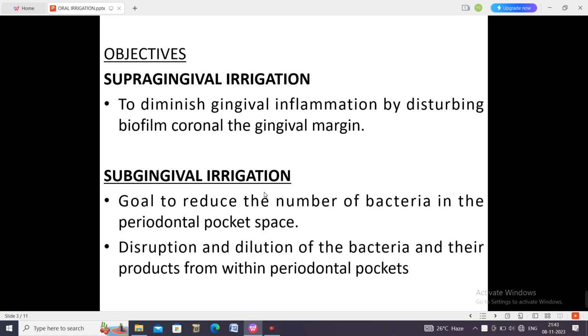The objectives are divided into two parts: supragingival irrigation and subgingival irrigation. Supragingival irrigation aims to diminish gingival inflammation by disturbing the biofilm at the coronal gingival margin, and the goal of subgingival irrigation is to reduce the number of bacteria in the periodontal pocket spaces. Second is the disruption and dilution of the bacteria and their products from within the periodontal pockets.